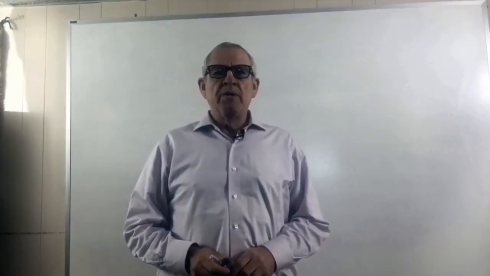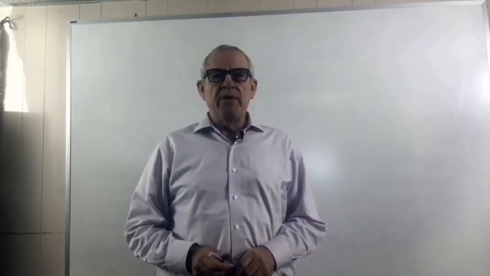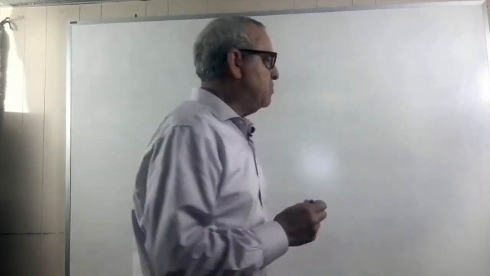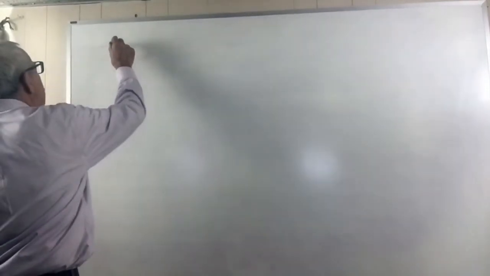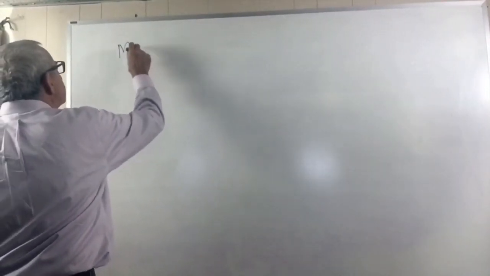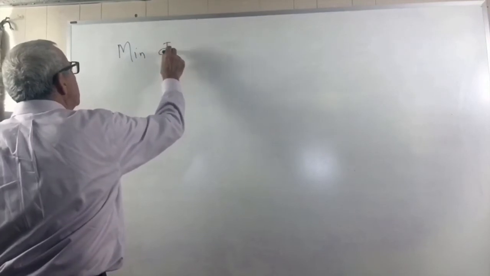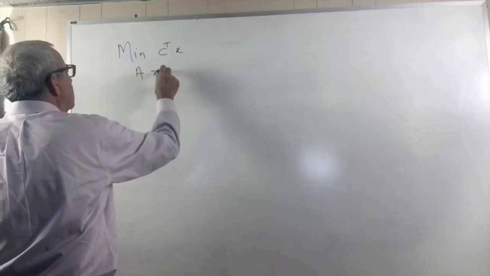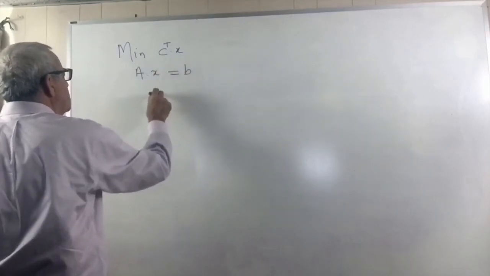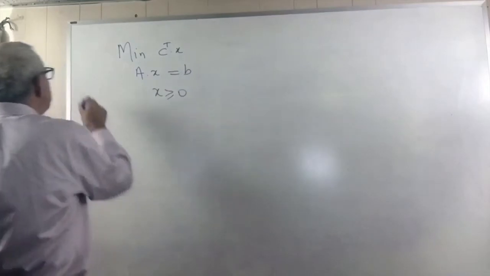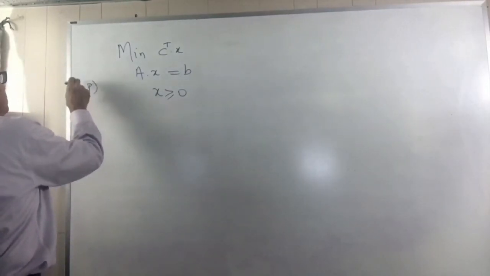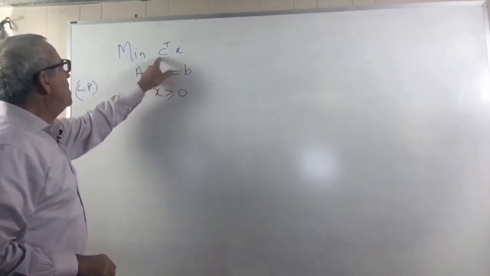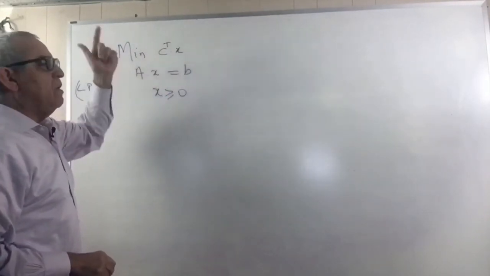In this section, I'm going to be discussing phase one of the simplex algorithm. First, let's write down the linear program that we're trying to solve. We have: minimize the linear form C transpose X, where X satisfies a set of equations A·X = B, and X is non-negative. So this is my linear program. We want to find the X that satisfies this set of equations and also minimizes this cost function.